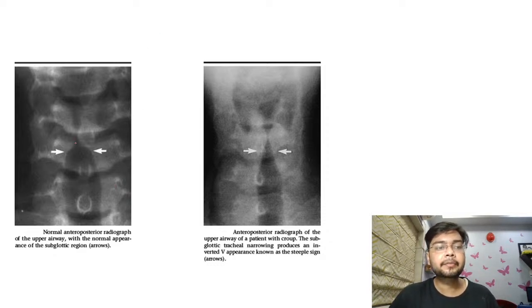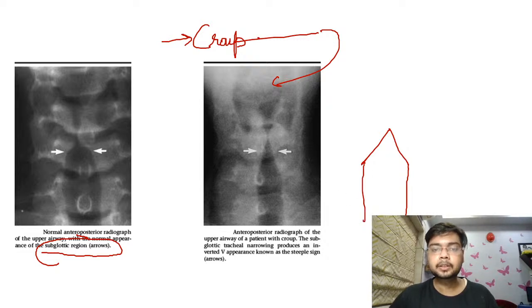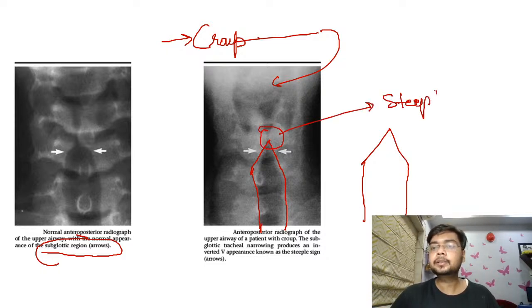Now there is another condition where there occurs narrowing of the airway, anteroposterior narrowing. It occurs in the subglottic region, and you all know that it is seen in a condition called croup. If you delineate with the AP view X-ray, the airway is narrowed at this point. This is called steeple sign, seen in laryngotracheobronchitis.